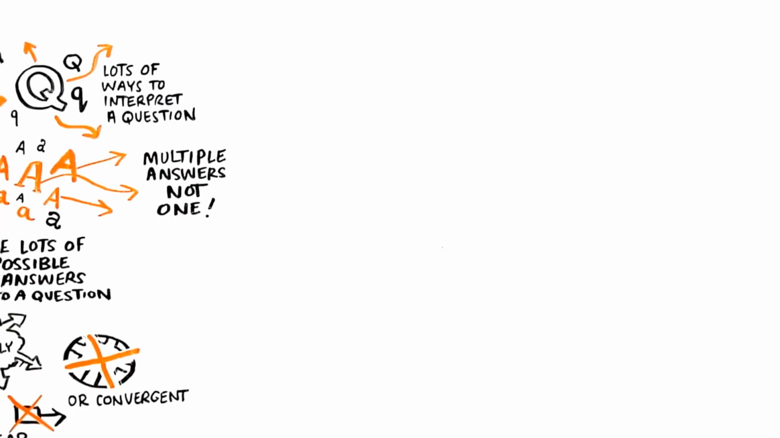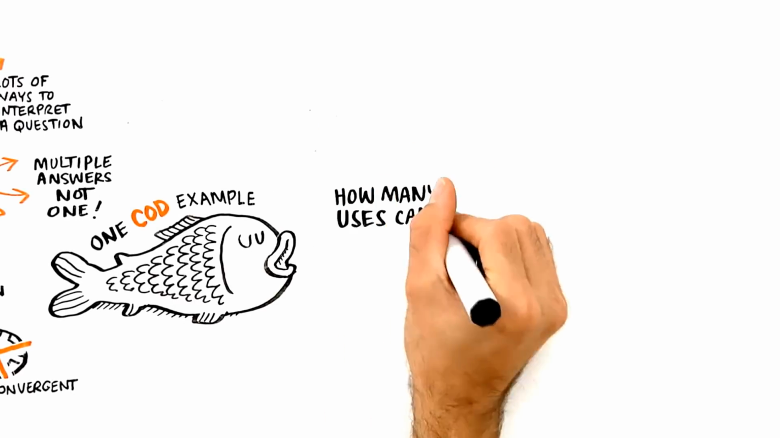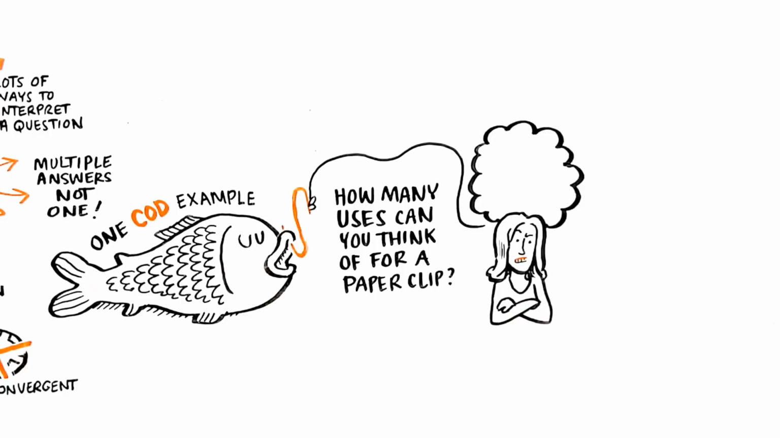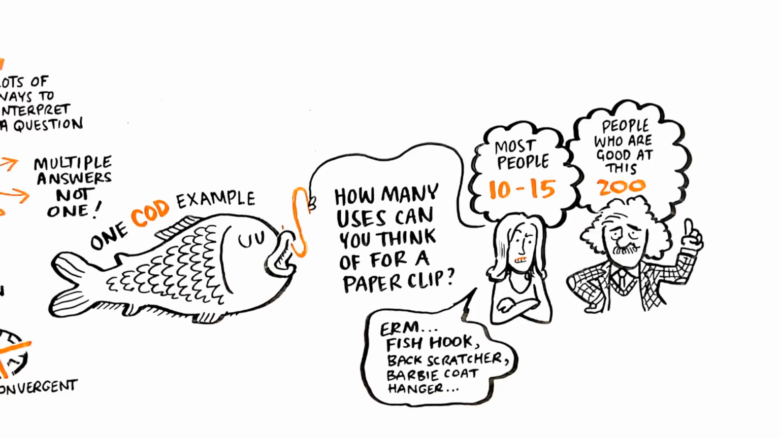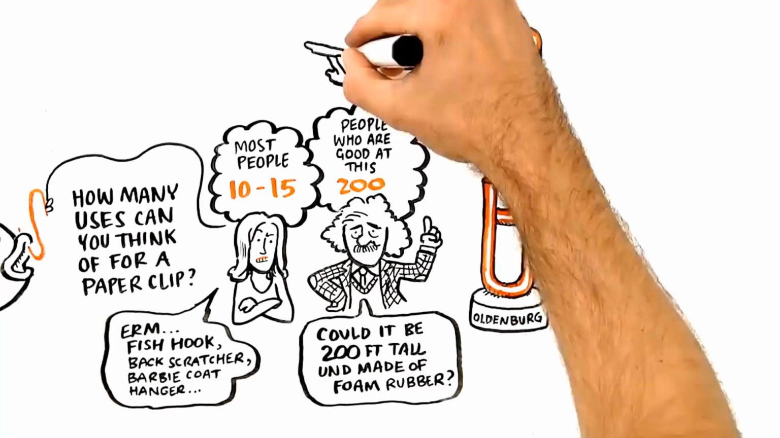So, I mean, there are tests for this. One kind of classic example would be people might be asked to say, how many uses can you think of for a paperclip? One of those routine questions. Most people might come up with 10 or 15. People who are good at this might come up with 200. And they do that by saying, well, could the paperclip be 200 foot tall and be made out of foam rubber? You know, like, does it have to be a paperclip as we know it?